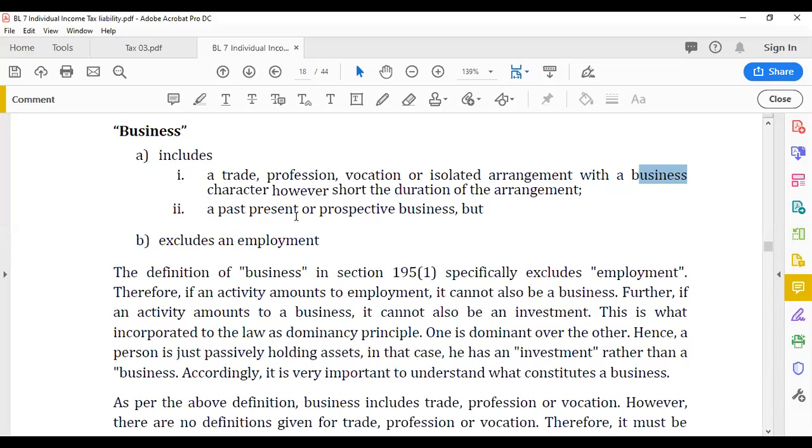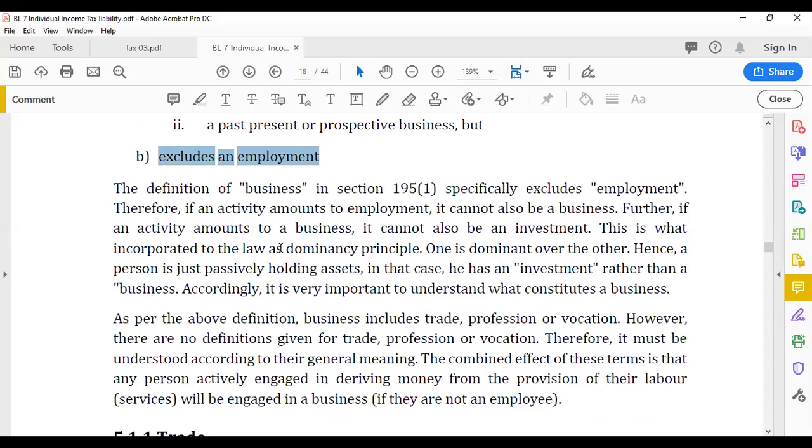So you made a sale last year, and this year you are getting commissions for that business. So that is past. Then present is at present. Then prospective: in future, you have planned to do a business. We will discuss this in detail. But the business excludes any income from employment. Employment is not business income.